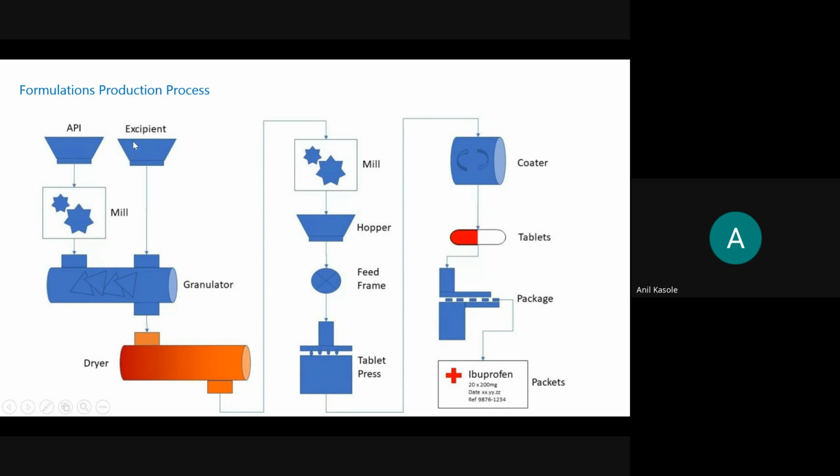just wanted to give the message saying that API is either chemical or bio. So this will go into granulation, which is a very critical process in formulation. Tablet press is the second critical operation, then coating, and finally the packaging, either primary or secondary.